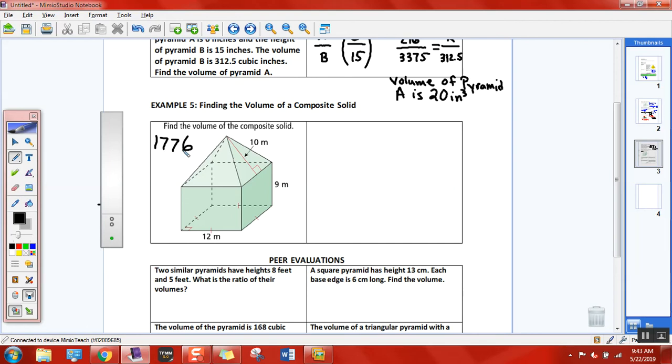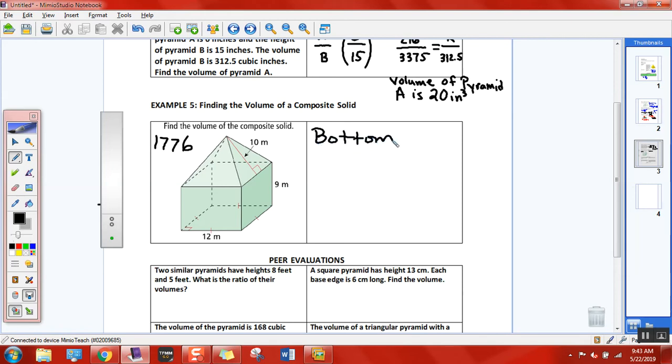Okay, what's the bottom solid going to be? Is the bottom solid a prism or a pyramid, I'm sorry? It's a prism, right? Rectangular prism, can't I just do length times width times height for the bottom? Let's do that. Any rectangular prism, you should know length times width times height.